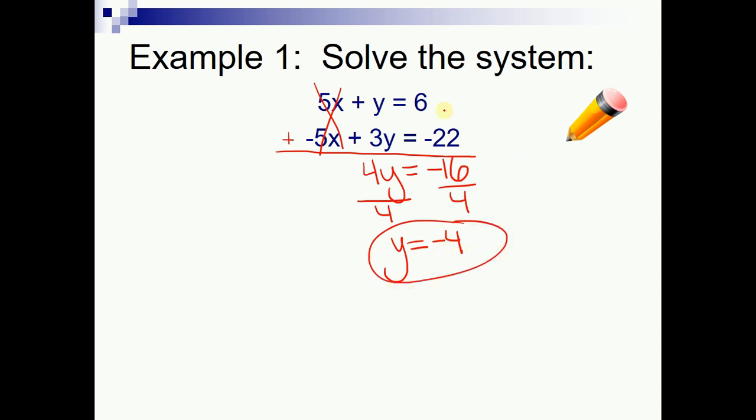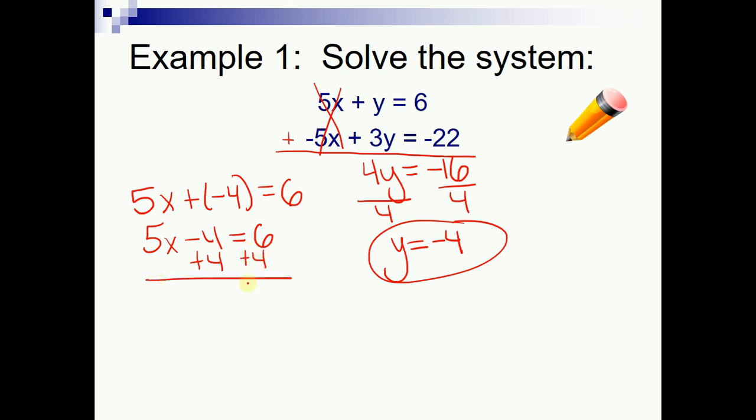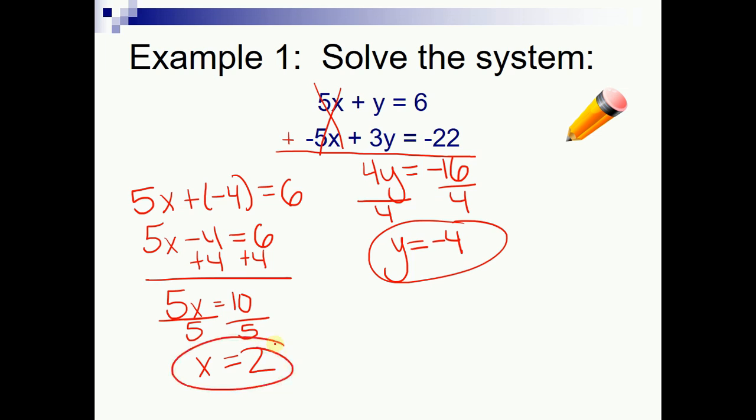Let's plug that back in just like you did with substitution. Let's plug it in to get our x value. So I'm going to have 5x plus a negative 4 equals 6. So technically I have 5x minus 4, right? If I add my 4 to both sides, I'll get 5x equals 10. Divide by 5. x equals 2. So my ordered pair is the point 2, negative 4. That's where those two equations, if I would graph them, would cross over one another.